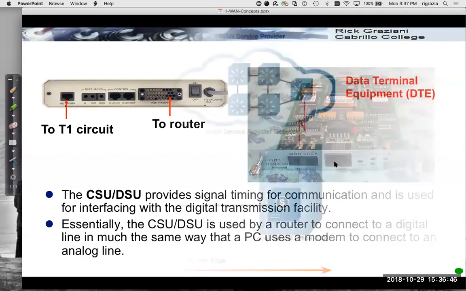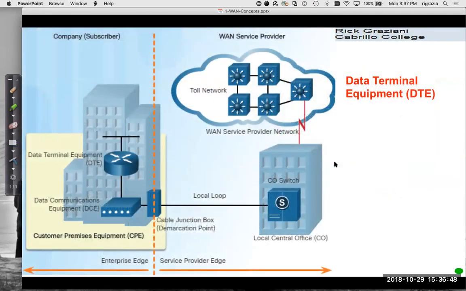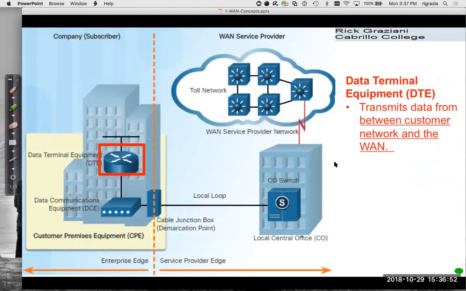All right. Data terminal equipment, DTE. So this is the device that transmits the data between the customer and the wide area network. So this is really your interface to the DCE and the WAN service provider. It connects the DCE to inside your local area network.